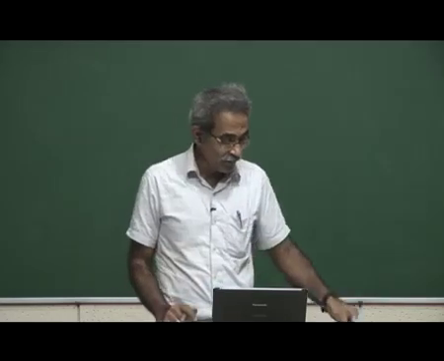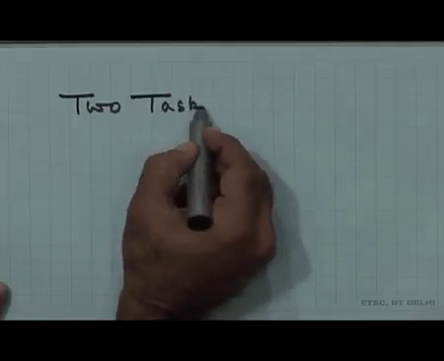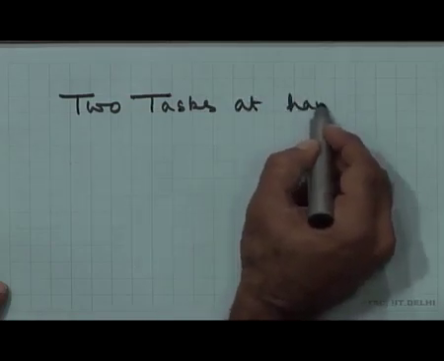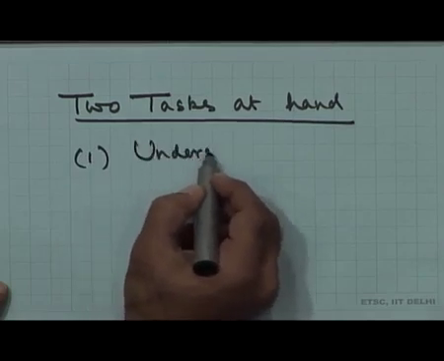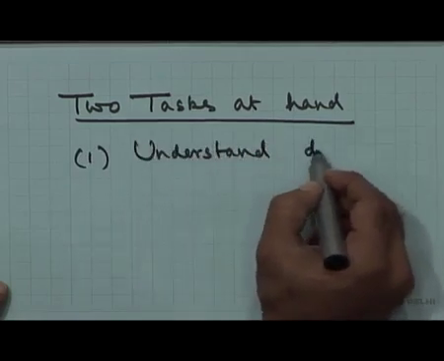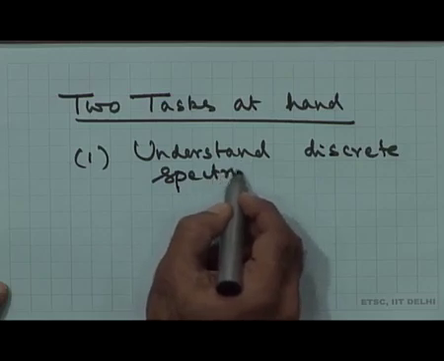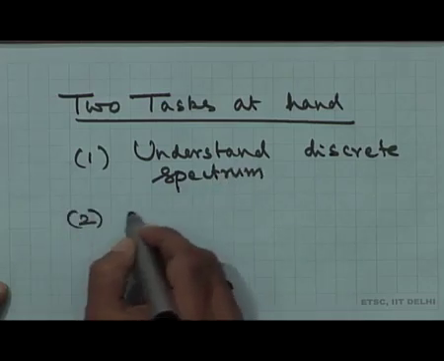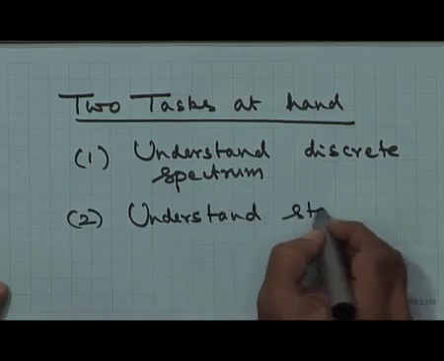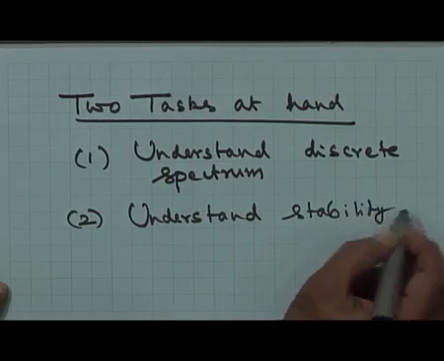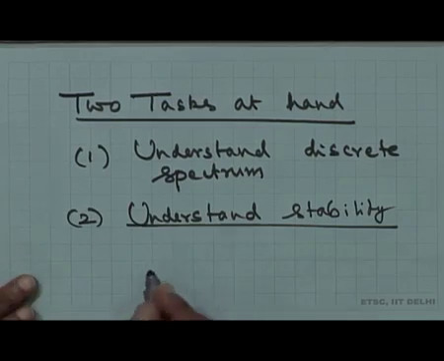So we have two tasks at hand. Two tasks. Understand discrete spectrum, and understand stability. And the solution to both these problems was given in one shot by Bohr.